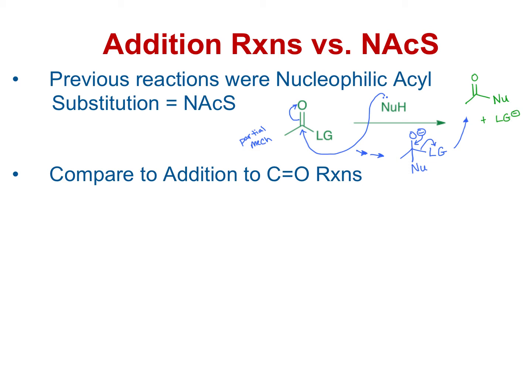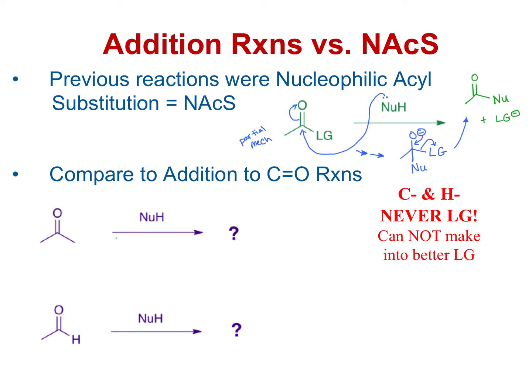Okay, so addition reactions are somewhat similar, but a little bit different. So let's look at some examples. So now let's see what happens if you have either a ketone or an aldehyde. They're going to be really similar. So basically, the difference between these reactions now is that we don't have a good leaving group. So it's really important to know that carbon and hydrogen are never going to be a good leaving group. That's really different. So there's no way we can make them into a good leaving group.